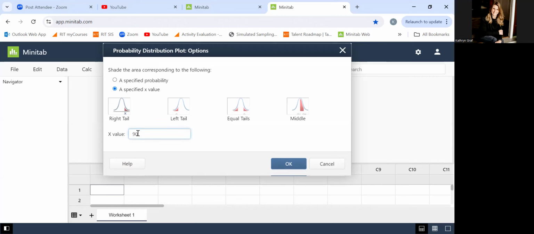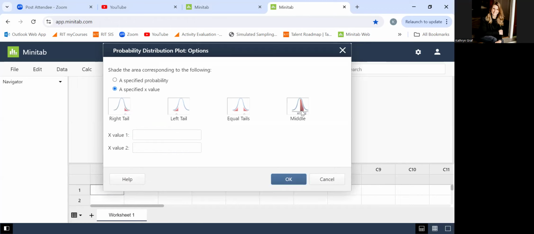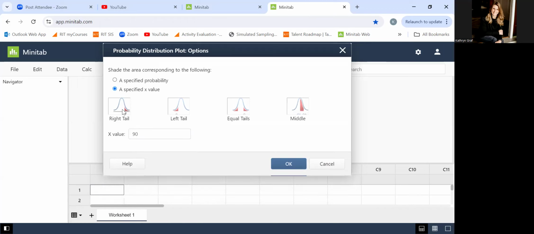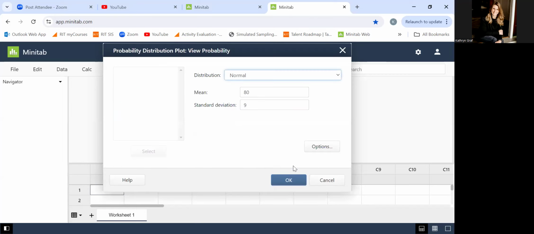Now, if I was looking at a less than, I would use a left tail. We could look at an equal tails or a middle. So maybe you want to look at something in between two values. You could select that. I'm just going to select it so you could just see. So maybe I want to know what is the probability that someone earned between an 85 and a 95. Then I could plug that in here. Okay. So you just have to select what you're interested in. So I'm saying let's find the probability that someone earned more than a 90. Okay, so right tail 90, and I can go ahead and click OK.